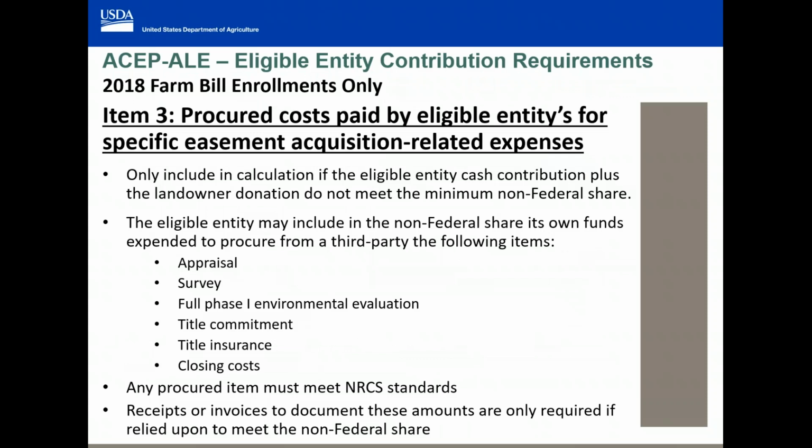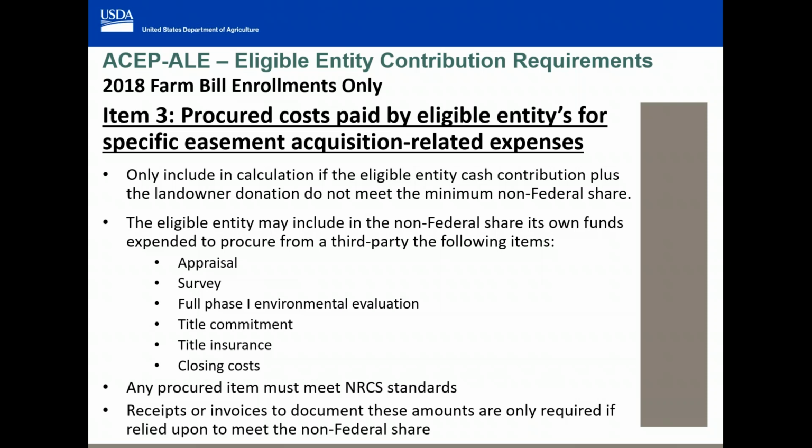So the next silo is item number 3. The only reason we would get to this silo is if items number 1 and 2 do not meet the minimum requirement for the non-federal share. But if that is the situation, then you can count certain acquisition-related expenses incurred by the eligible entity and paid to a third party toward the non-federal share. When I say certain acquisition-related expenses, this is the list of them right there in the middle of the slide. So it's the appraisal, the survey, the full phase 1 environmental evaluation, title commitment, title insurance, and other closing costs.